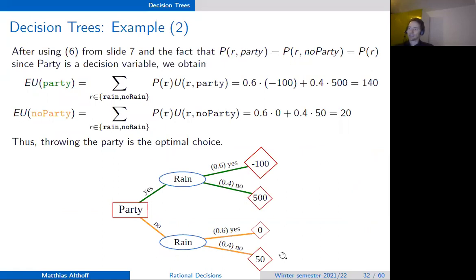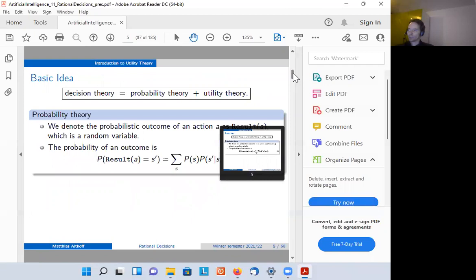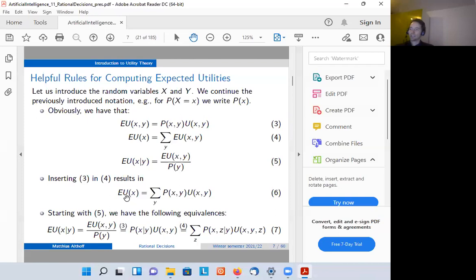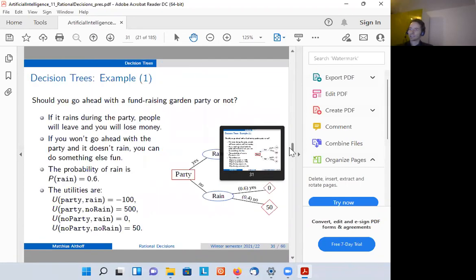Because this example is so simple, we don't really need any formulas, but for those who prefer deriving this from a formula, we can use formula 6 from slide 7. Let me just briefly go back. So this was this formula here, where we said the expected utility of x is multiplying the utilities with the probabilities and summing over all values of y, which we've done here.